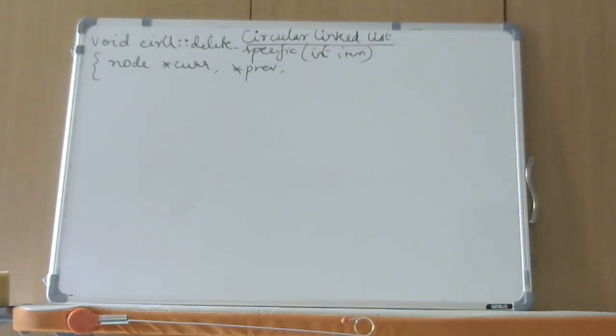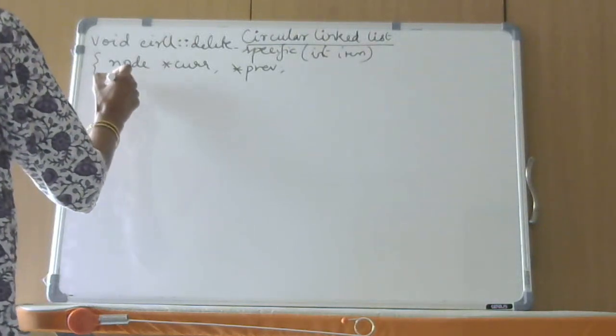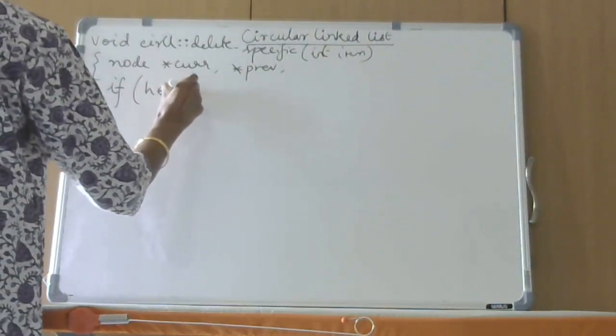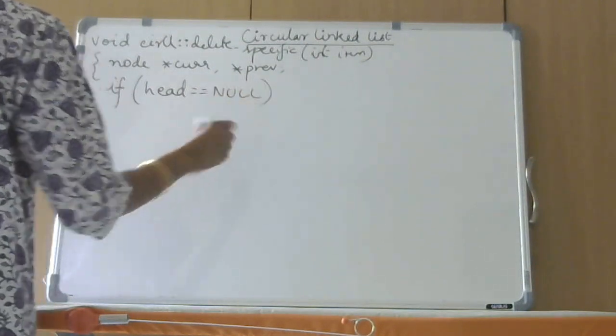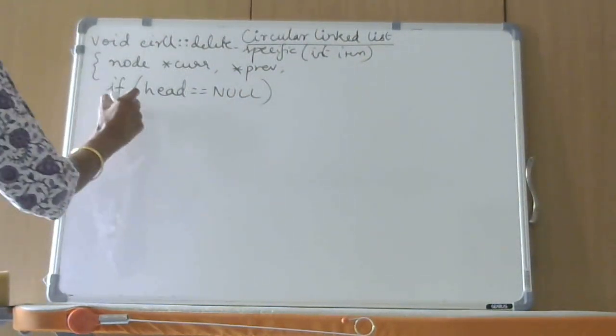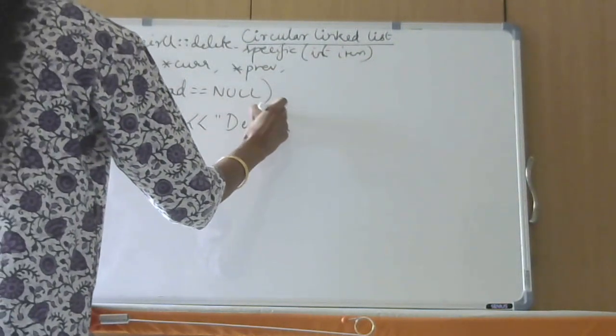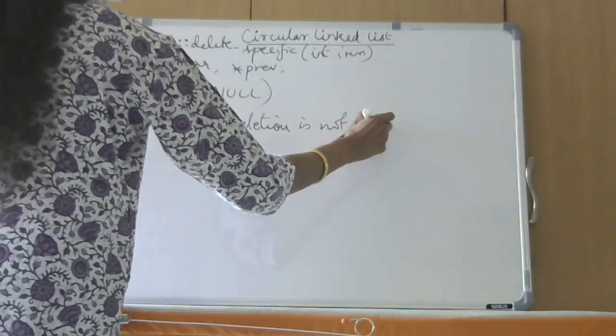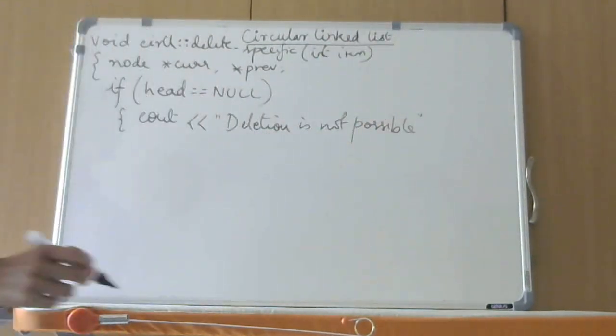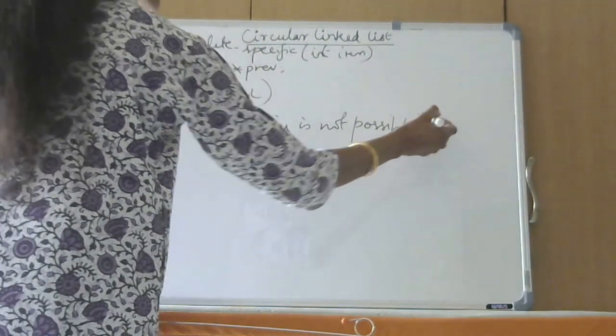Now, let me go condition by condition. The first condition that we always check is whether the list is empty or not. If the list is empty, then we cannot do any deletion at all. So how do I check that? I will write if head is equal to null, then cout deletion is not possible, because the list is empty, and then we return.